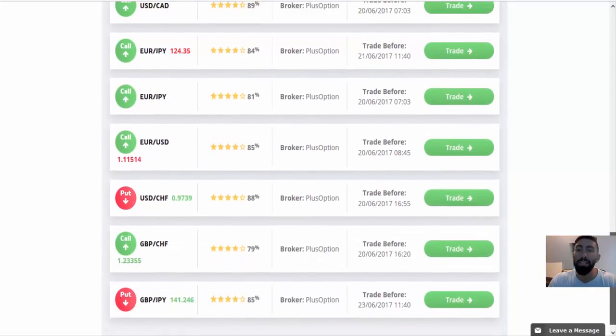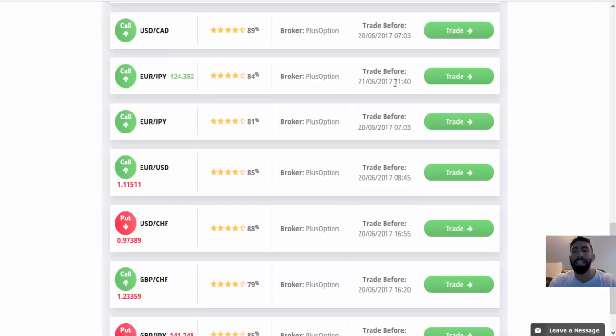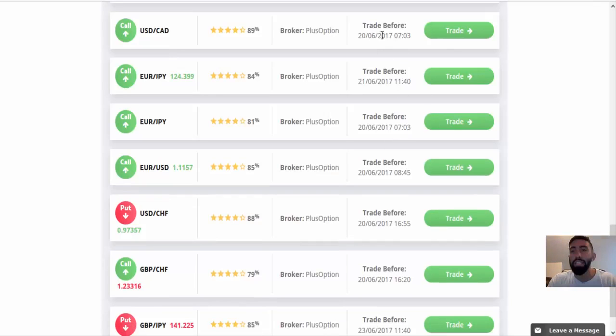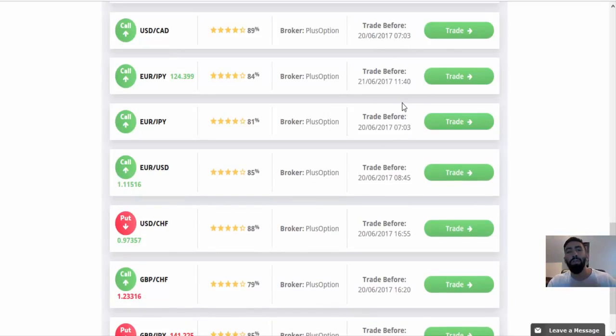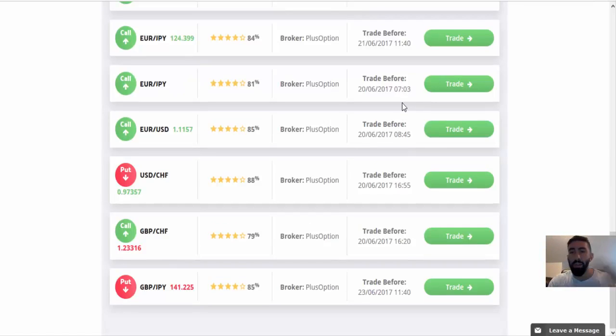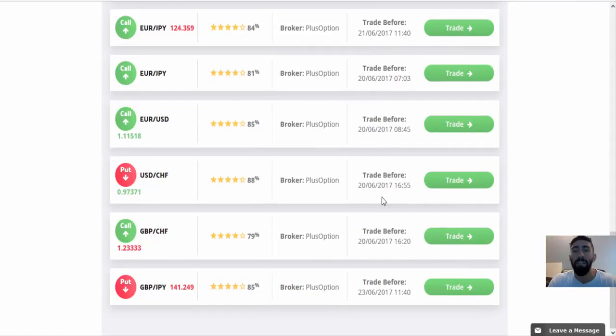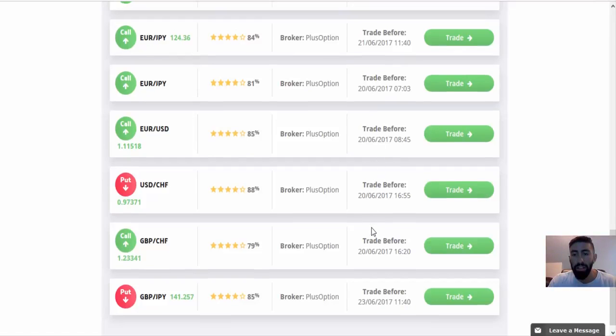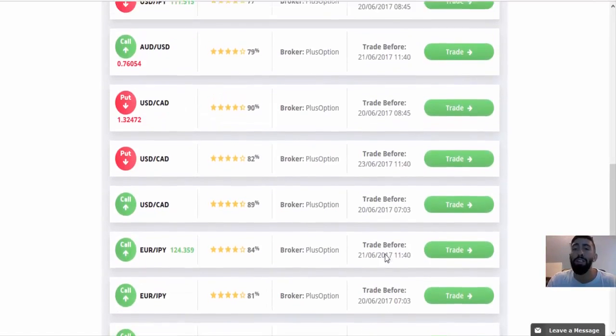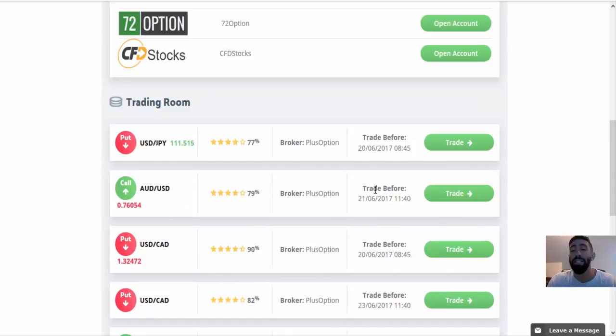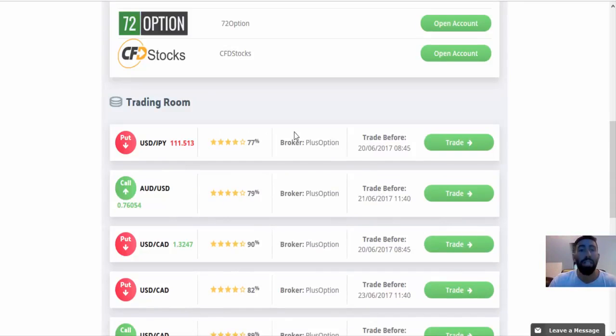And one more important detail that I want to remind you guys is to pay attention to the time and date. The trade before times are given to you by your current location, no matter where you are in the world. So in this case, we still have a few hours until a lot of these trades are not available for us, but also pay attention to the dates. Today is the 20th, so we want to be focusing on trades that will expire today. Trades that are scheduled to expire on the 21st or the 23rd, those are long-term trades which won't expire for a few days. So let's focus on trades that will expire today.